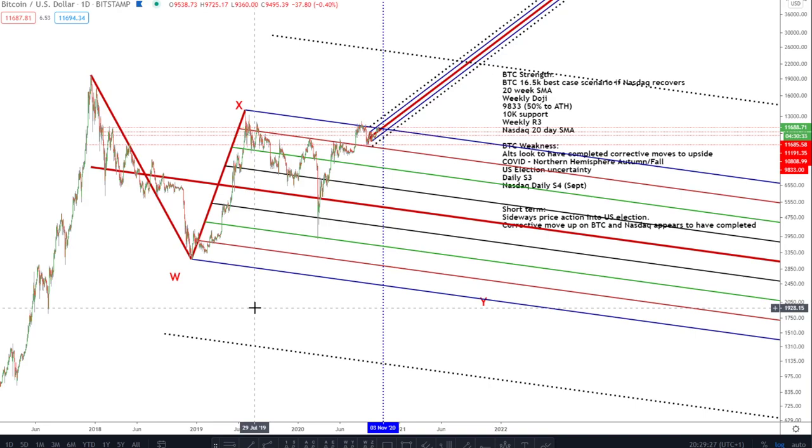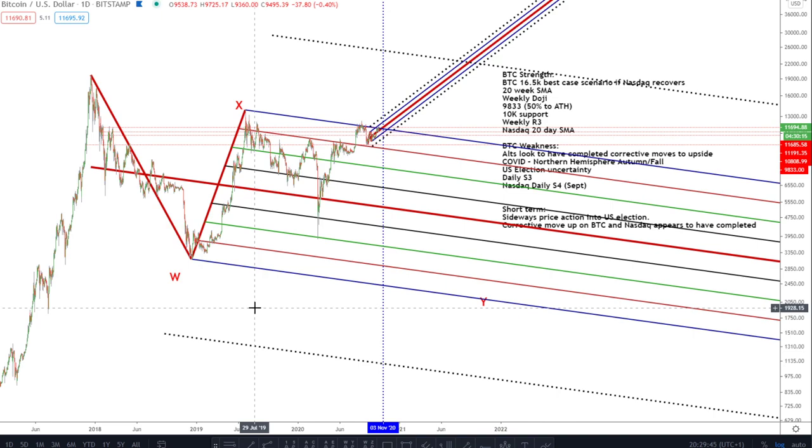19th of October, we're going to do an update on Bitcoin today. So, very exciting times. US election is just around the corner. There's a lot of fundamental catalysts that could hugely impact on stock markets and Bitcoin. We're going to run through these in detail.